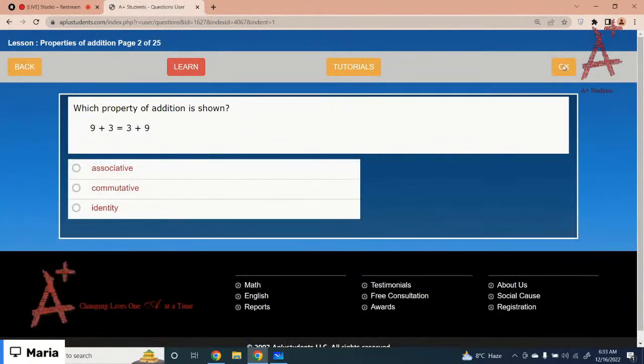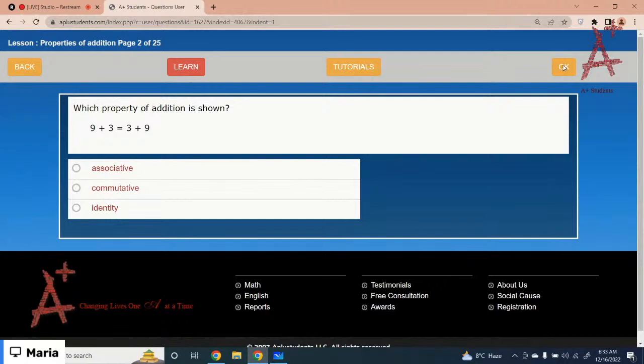Okay, which property of addition is shown? Associative, commutative, or identity? This is the commutative property. Got it? Whenever two numbers are involved and on both sides the numbers are exactly the same, that is the commutative property. Because in the case of addition, order doesn't matter. If you do 9 plus 3 or 3 plus 9, you get the same answer, 12. It is the commutative property.